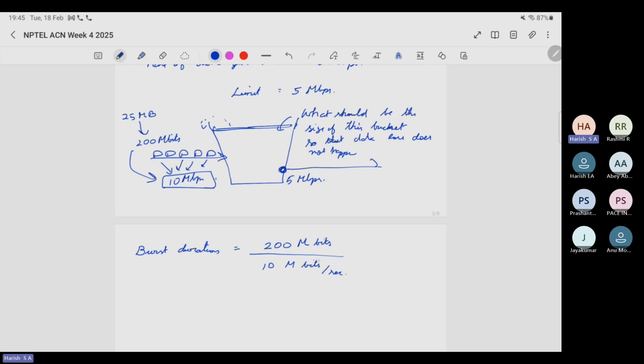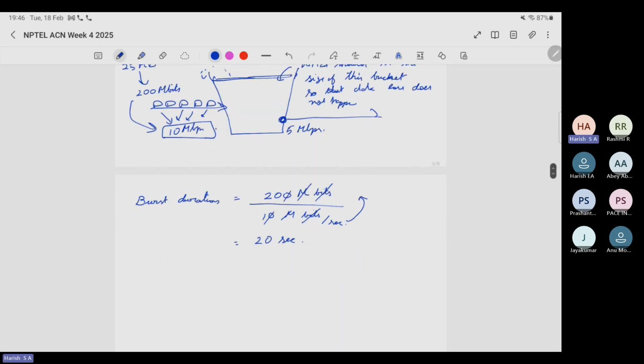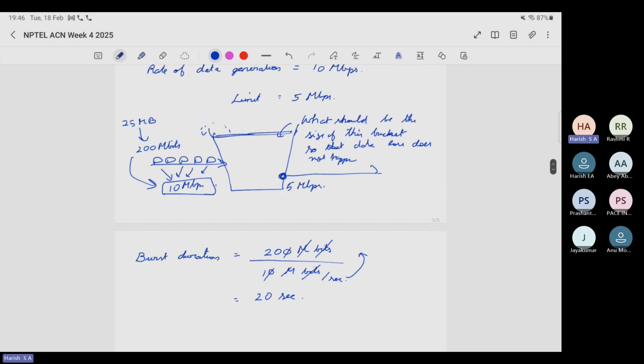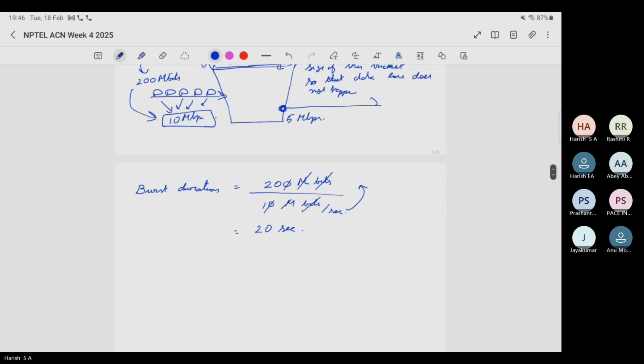So the megabits get cancelled, and the second goes up. So this becomes 20 seconds. Simple. So the burst duration: basically, the data is going to be sent in durations of 20 seconds. Okay. So far clear? Next question.